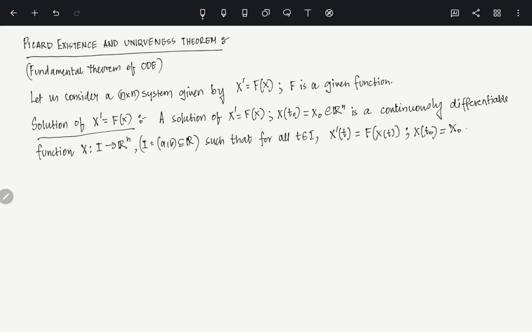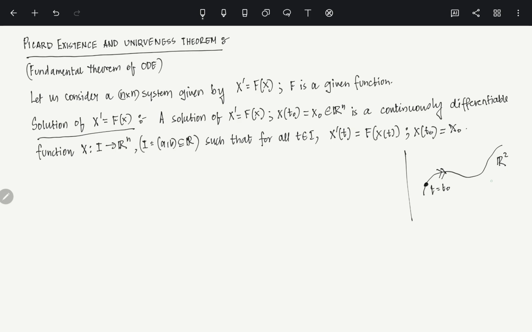Very vaguely speaking, what it means is this. Let's say there is a particle which is moving with time in some space, R2 or R3, let's say R2. At t equals t naught, it is somewhere here, and it is moving along. Let's just assume for now that it is moving like this. As t increases, it goes on doing this.